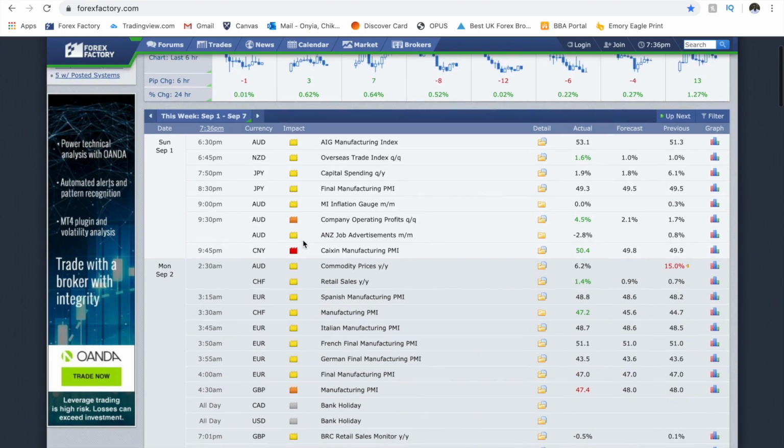But the most important ones I always look out for are the red folders, the greatest impact. These are very high impact statistics. And what impact means is that once the statistic has dropped, it's going to have an effect on the currency market. What is the likelihood of it affecting the currency market? And even if it does, will it be immediate? Will it take a couple minutes? A couple hours? How long will it impact the market?